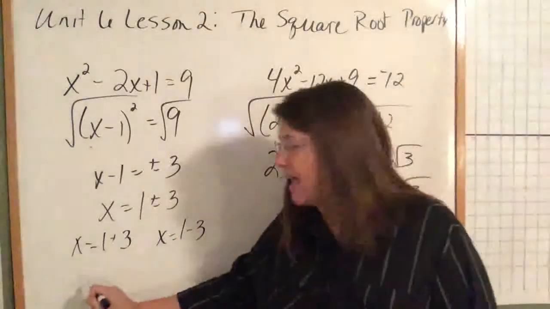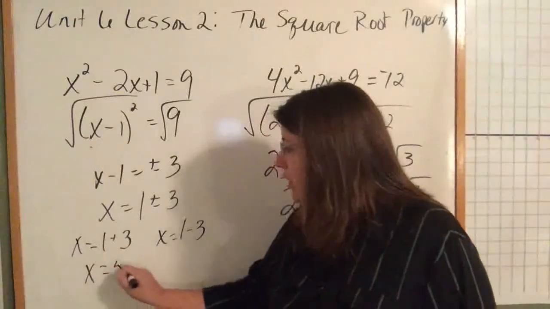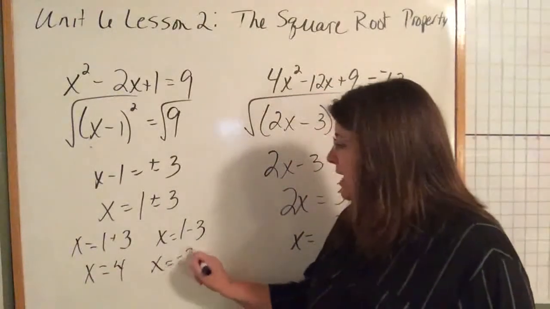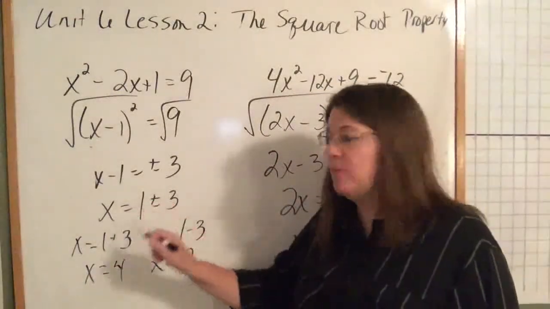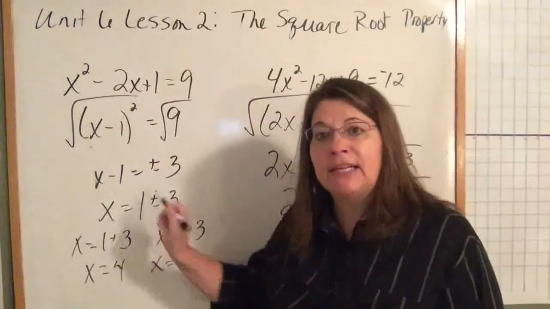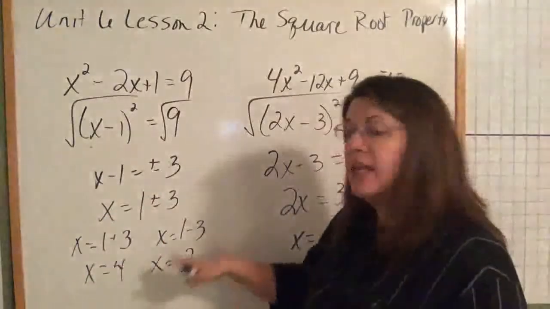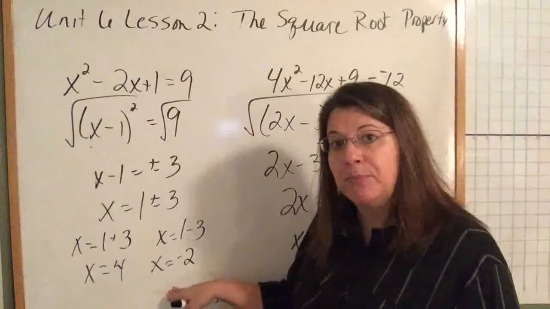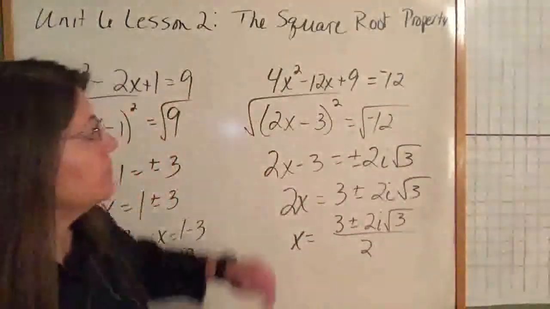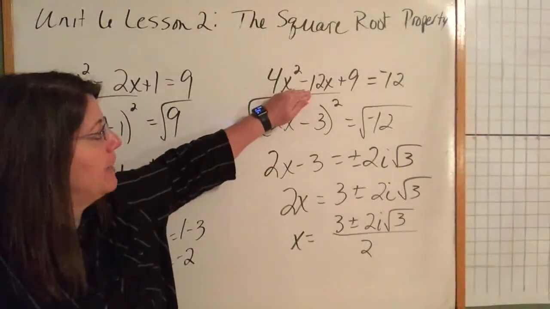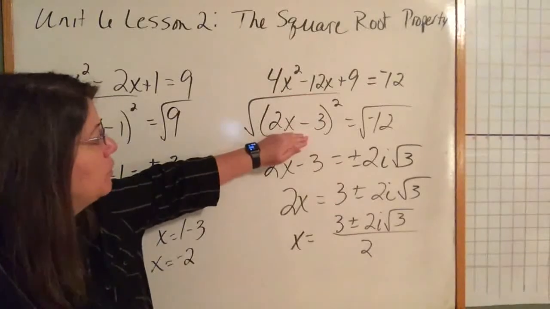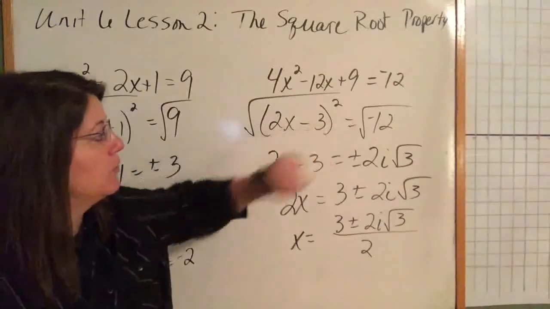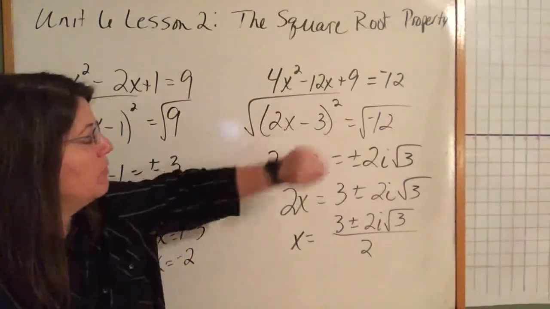We can solve that further. That's x equals 4 and x equals negative 2. Don't leave it like this because there's something else mathematically you can do. You need your answers simplified, as simple as possible. In the next one, when you factor 4x squared minus 12x plus 9, you end up with 2x minus 3 squared equals negative 12. You take the square root of both sides.